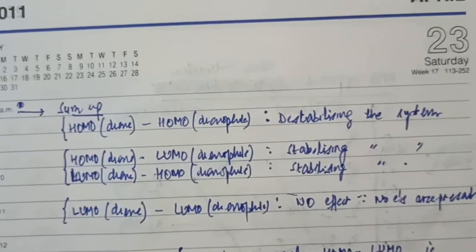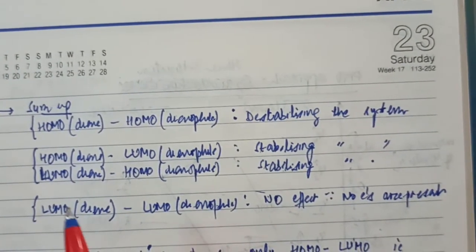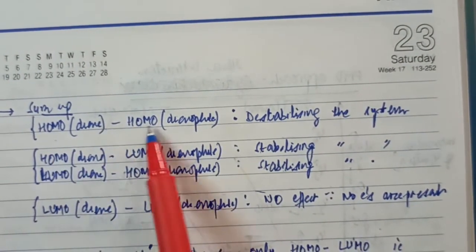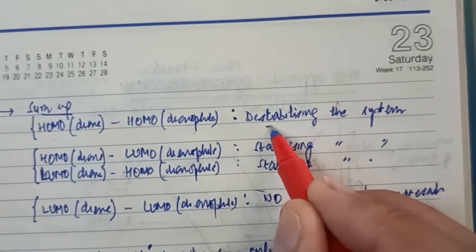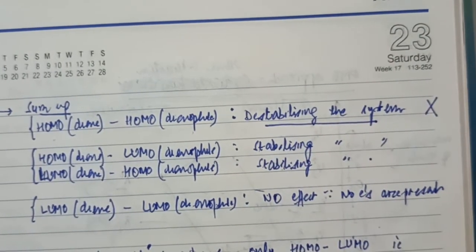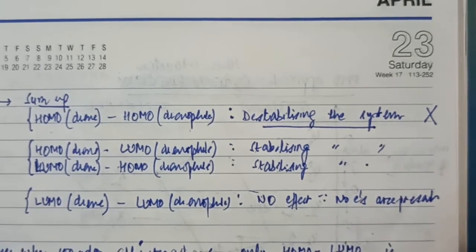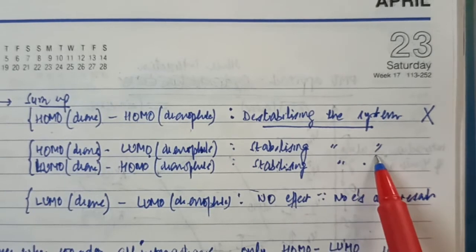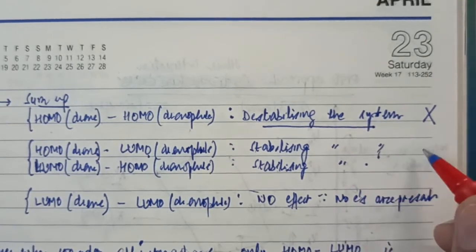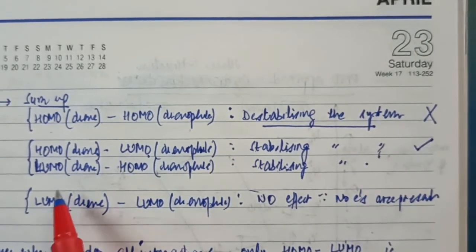Therefore, if I sum up what I've said here, I'd say HOMO of the diene with HOMO of the dienophile is actually destabilizing the system. So it is not important. I'm not considering this interaction. Consider the HOMO of the diene with LUMO of the dienophile. Stabilizing, extent may vary. Stabilizing, therefore important, or vice versa.